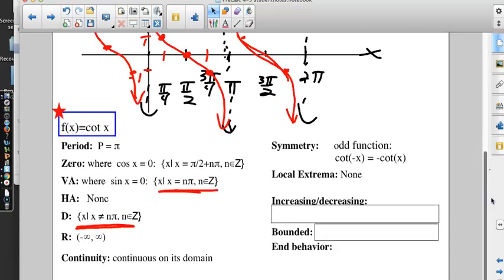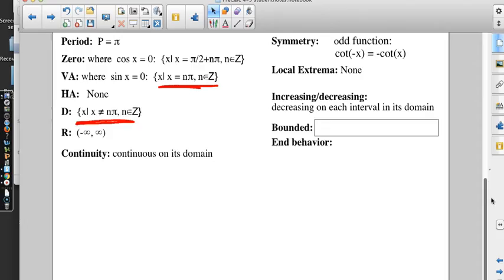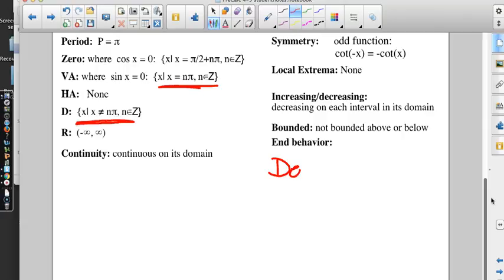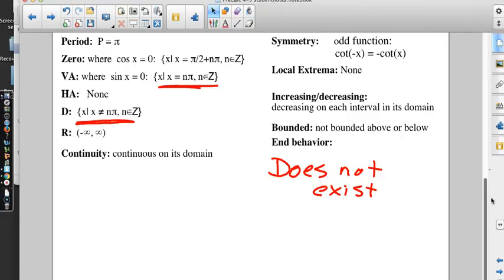This one is constantly decreasing over its domain. So decreasing on each interval in its domain. It is not bounded. And just like we've had to say with the end behavior before, it does not exist.